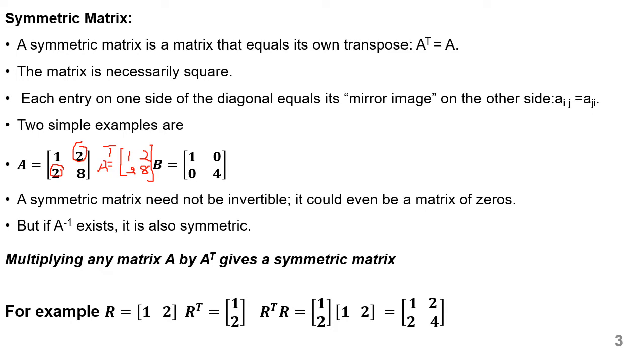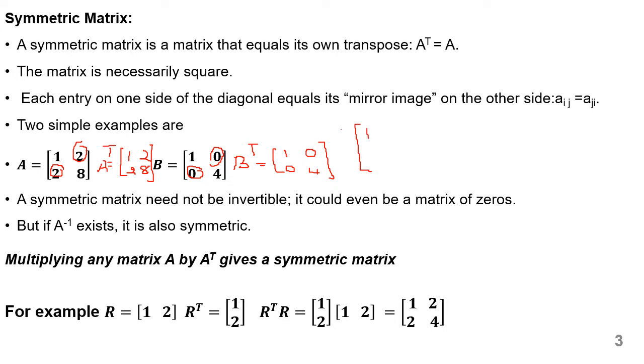We take the second example. B is equal to [1, 0; 0, 4]. So when I do B transpose, I get [1, 0; 0, 4], the same as B, and you also see that the mirror images are equal in this case, and it is a square matrix. We'll take one more example, which is a 3 cross 3 matrix.